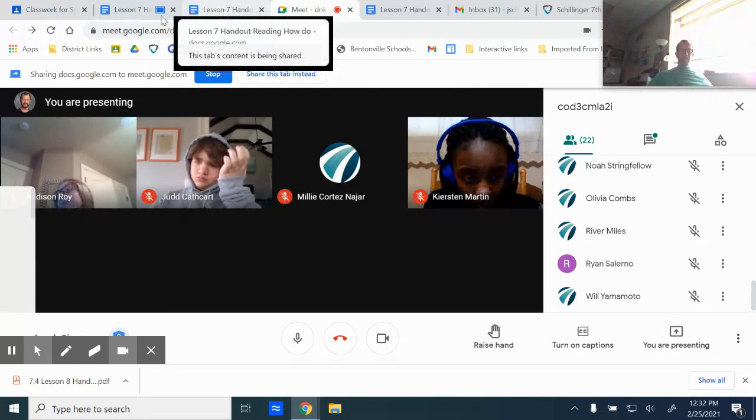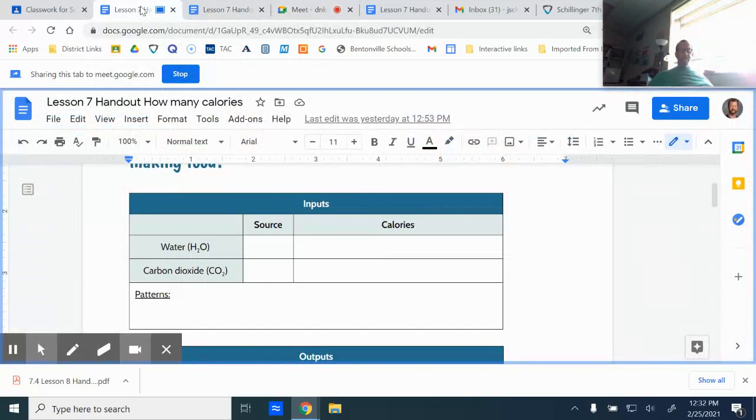Jackson, where does carbon dioxide come from? Comes through the stomata. Very good. So it comes out of the air through the stomata and then goes into the chloroplast.